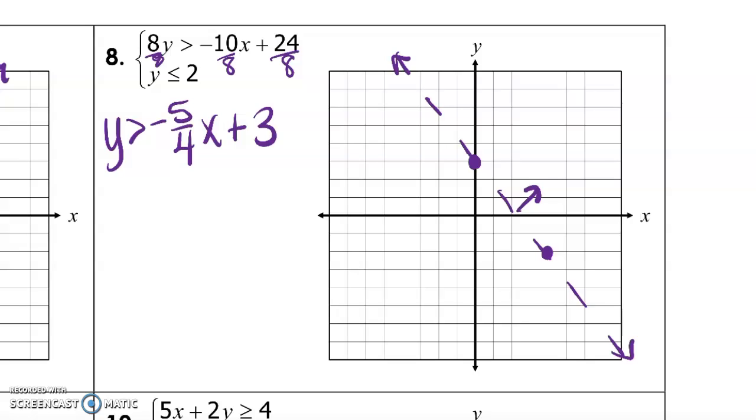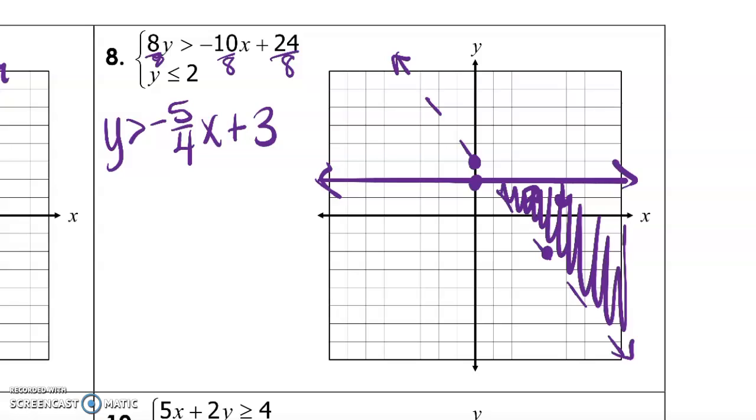Our other one, y is less than or equal to 2. So y equals 2 means I would go up 2, and then I need to draw straight across. This would be a solid line because it is an or equal to. Less than means down below, so we are in this bottom right-hand section.